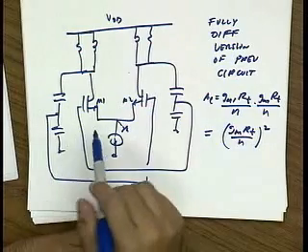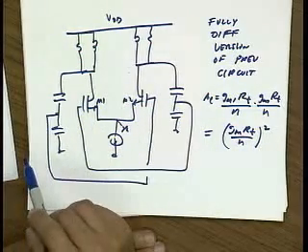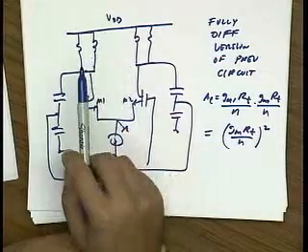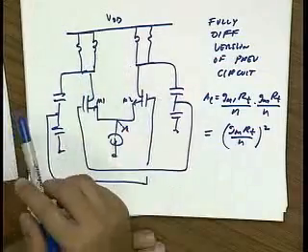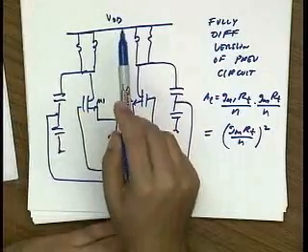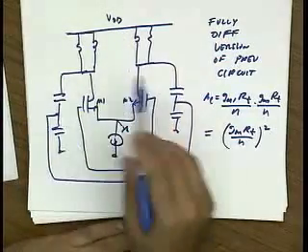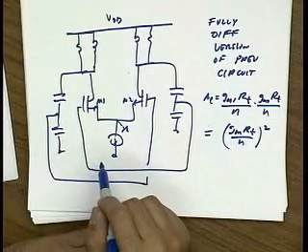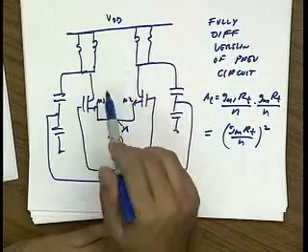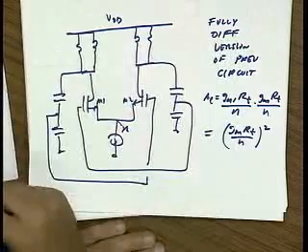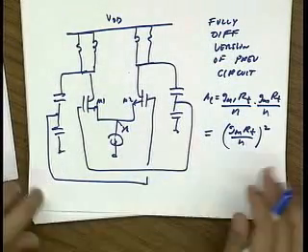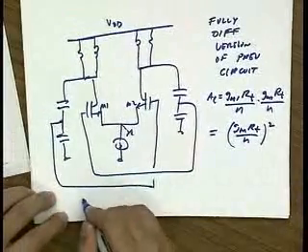The other advantage of going differential is basically common mode rejection. If this is perfectly a differential circuit, any disturbance on the supply will not affect the circuit. Likewise, any disturbance on the ground will not affect the circuit. These signals are common mode, and if this is perfectly symmetric, it will not respond to common mode signals. So this is actually one of the biggest benefits.